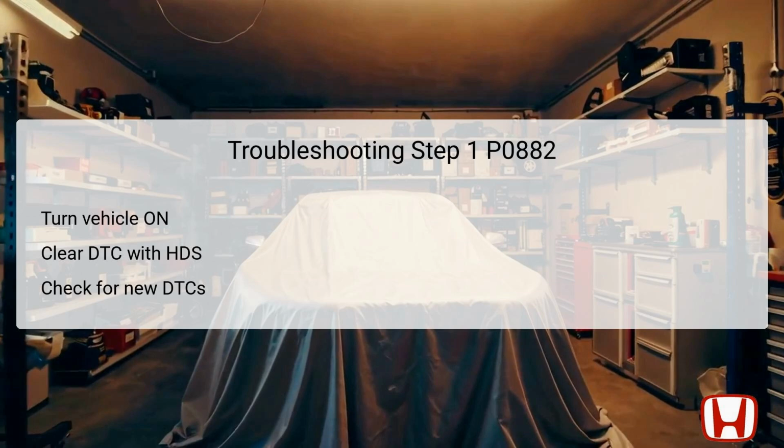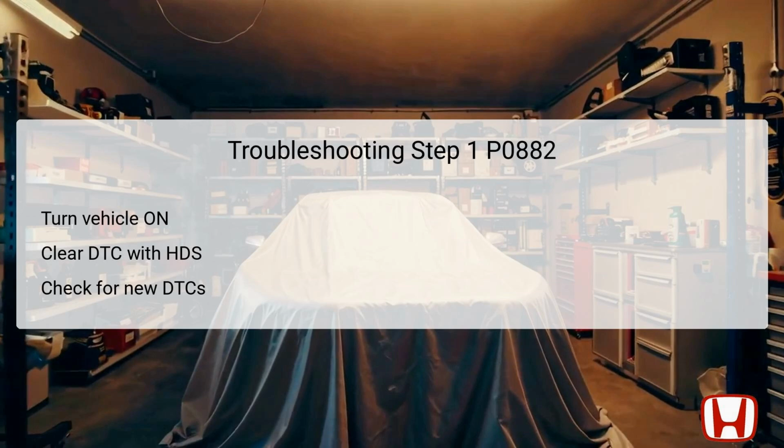Begin by turning the vehicle to the on mode, ensuring that all electrical systems are powered. Use the Honda Diagnostic System, HDS, to clear the existing DTCs. This process allows for a fresh start to observe any new trouble codes that might appear after clearing the old ones. After clearing the DTC, turn the vehicle to off mode and then back to on mode to check for pending or confirmed DTCs once again with the HDS.